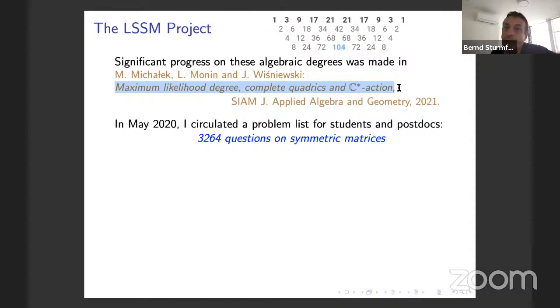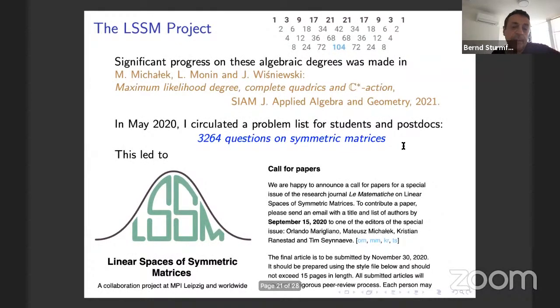Now, what happened in 2020? Early in 2020, COVID happened. The pandemic started. We were all locked up at home, and we took this as an opportunity to try to bring students and postdocs together. I circulated a problem list called 3,264 questions on symmetric matrices. Many young people got together and worked on various problems, and this led to this collaboration project, of which this is the logo.